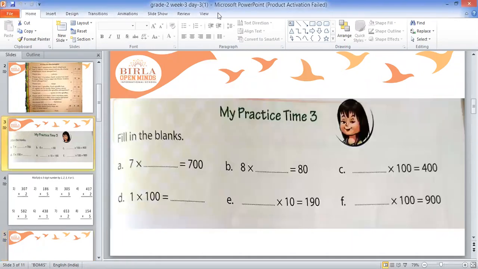First one. Nitya Sri? Yes, ma'am, first bit. We should multiply 7 with 10 or 100 to get 700 as the answer. 7 multiplied by dash is equal to 700. So with which number should we multiply it, 10 or 100? Tell me.